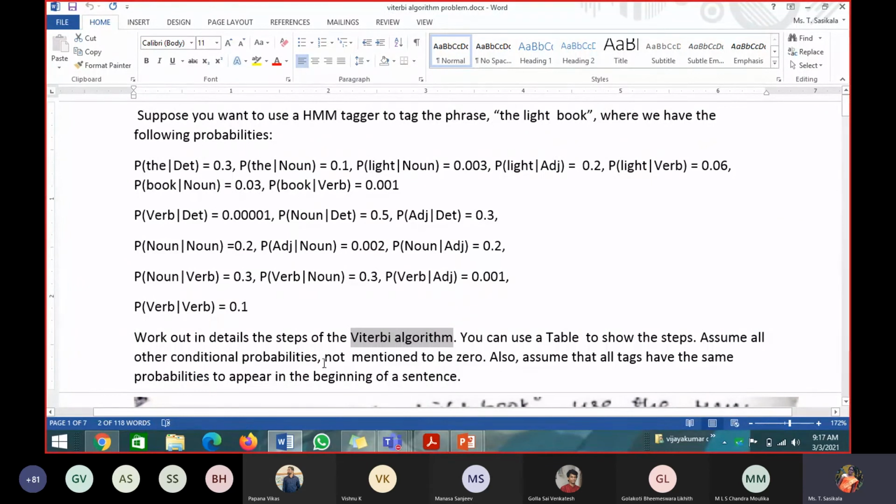Assume that all the conditional probabilities which are not mentioned here to be 0. So whatever probabilities are given here, you can take them. The remaining probabilities which are not mentioned here, you can assume to be 0. That is the first condition given in the problem.